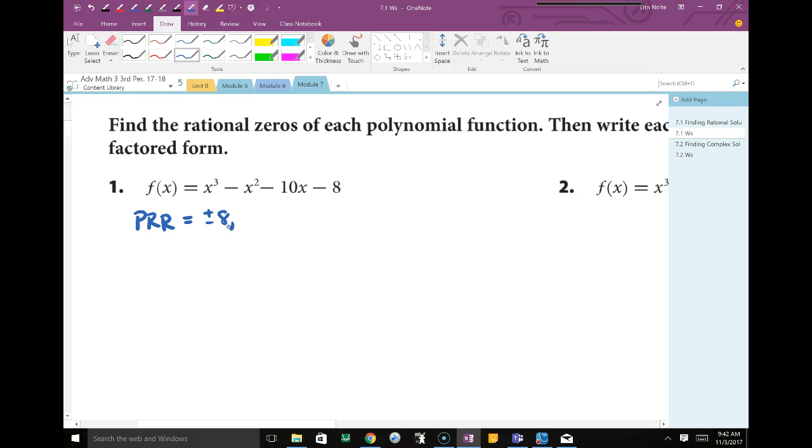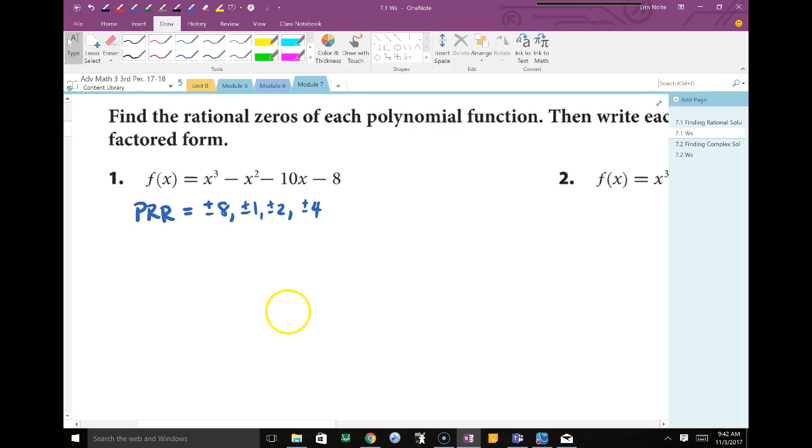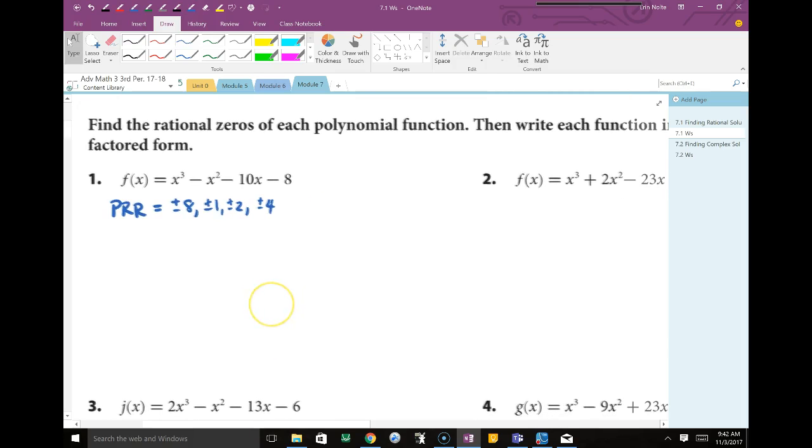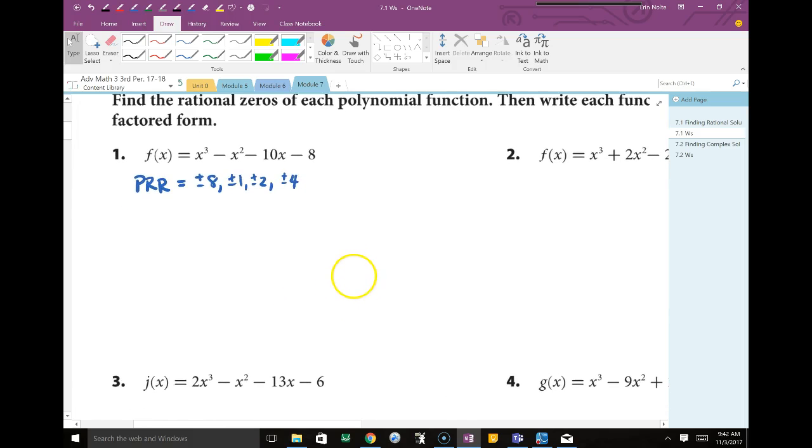I have a question. When you say possible rational roots, do you mean like the answer, so like plus or minus 1? Yeah. Plus or minus 1, plus or minus 2, plus or minus 4. And that was it, right? Okay. So they ask you to then write the function in factored form.